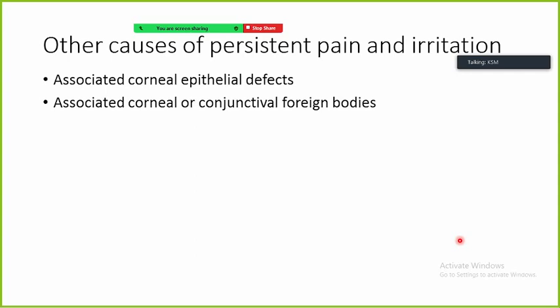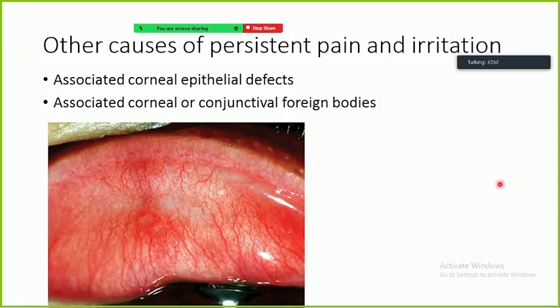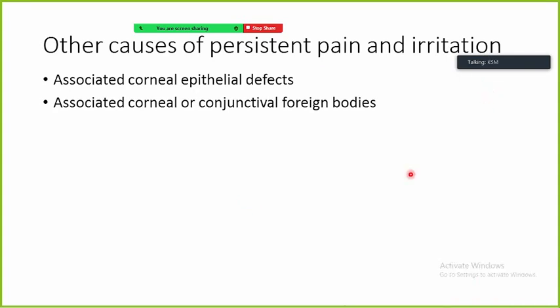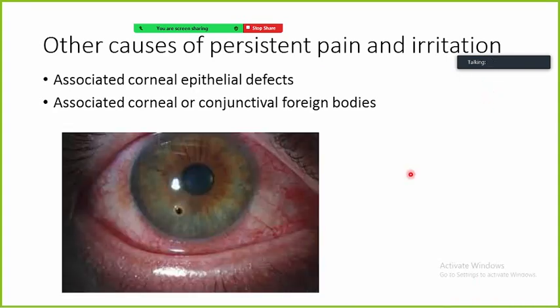And sometimes persistent pain and irritation can be associated with corneal epithelial defects and corneal and conjunctival foreign body. So this one, you might not be able to see. There's a small foreign body here. So even for the trained eye, sometimes you can miss. So it's always important to invert the lid and see the underside for foreign bodies. And sometimes it's very visible, like here.